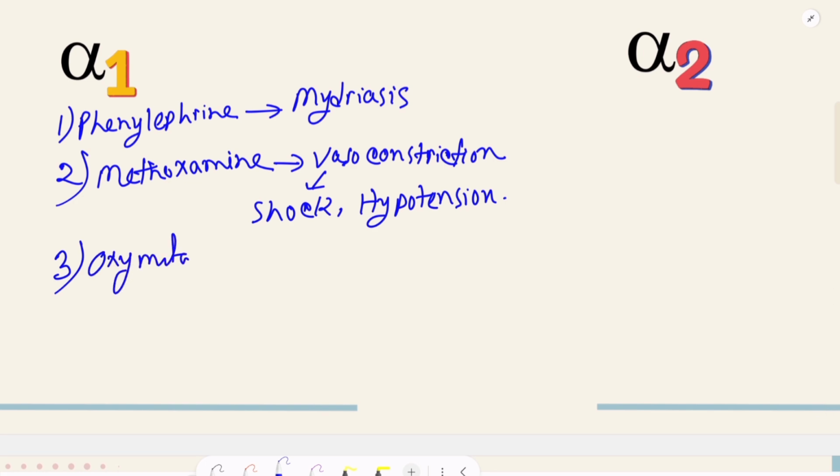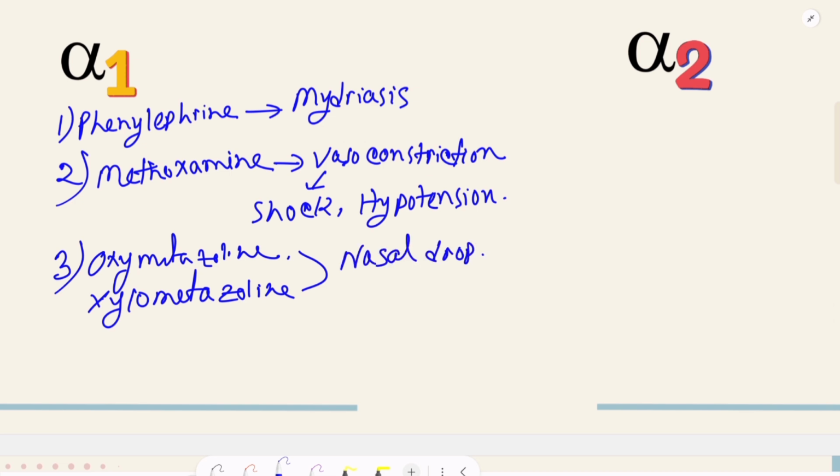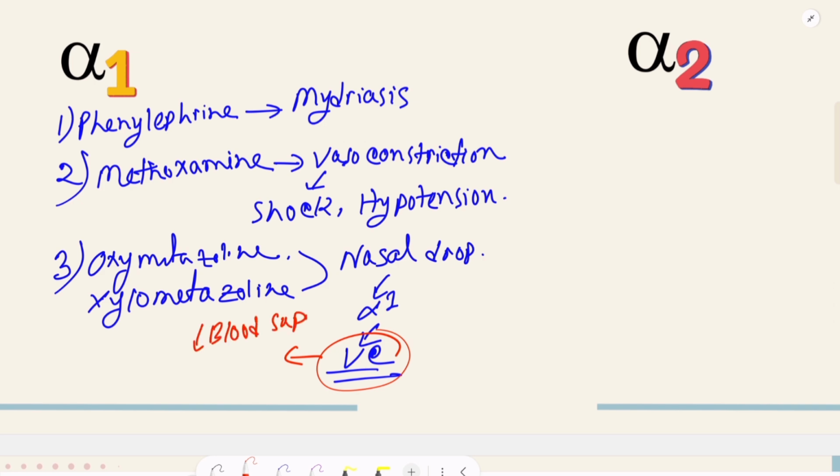oxymetazoline, xylometazoline. Those two drugs are used topically as nasal drops. As they work on alpha-1 receptor, they cause vasoconstriction of nasal blood vessels. This vasoconstriction will lead to reduced blood supply to the nasal mucosa. As a result, there will be less swelling and congestion in the nose.